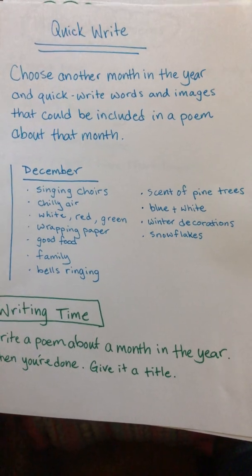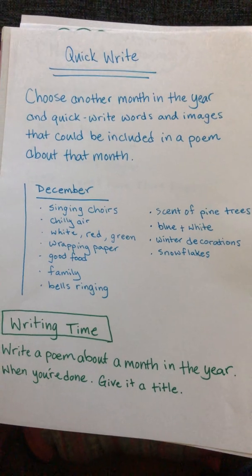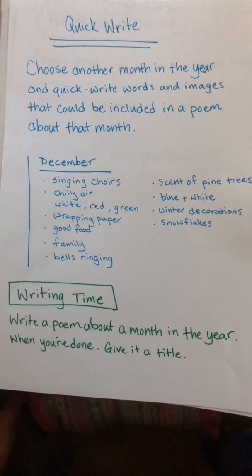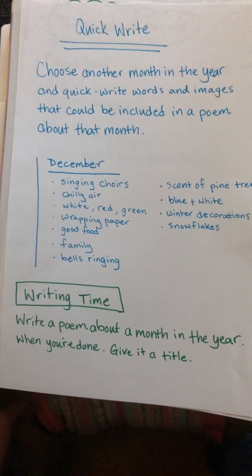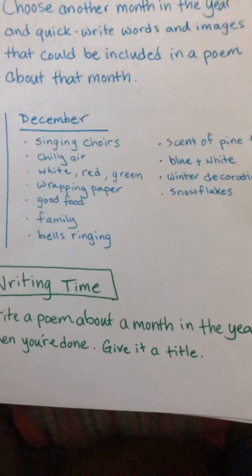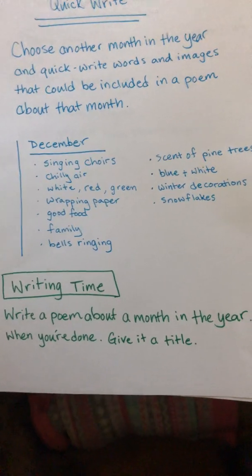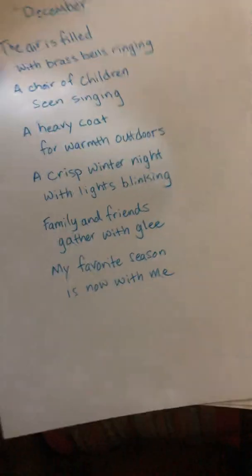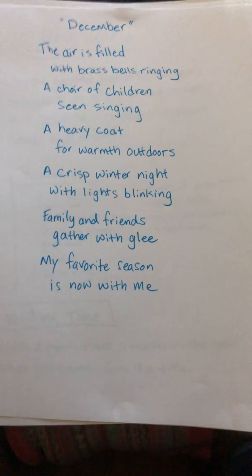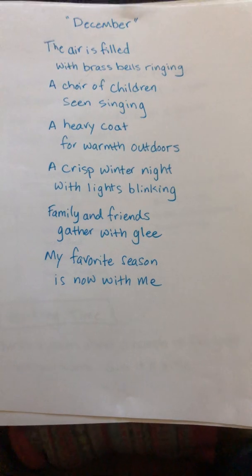But the idea is to get all of the things that remind you of that month down on the page, and you're going to use some of those things to then include in your poem or use as a foundation for writing your poem. So for writing time today, you're going to write a poem about a month in the year, and when you're done, you're going to give it a title. And so I have a poem that I wrote called December. And I included some of the things from my quick write notes in this poem.